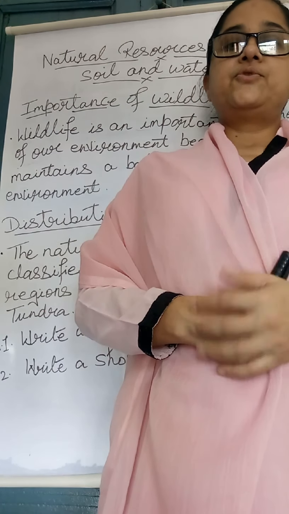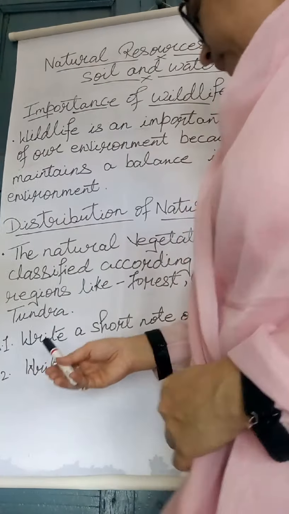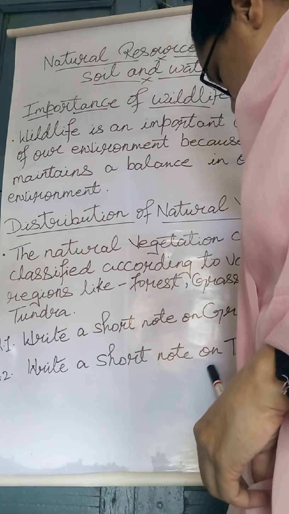Now, you have to write question and answer in your fair copy. Write a short note on grassland. Write a short note on tundra.